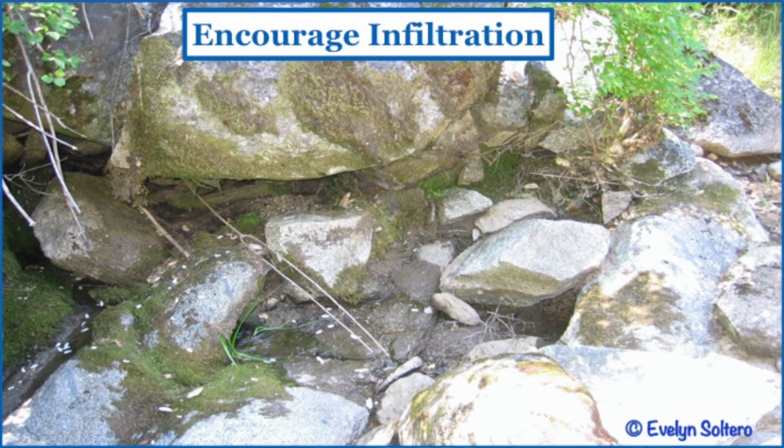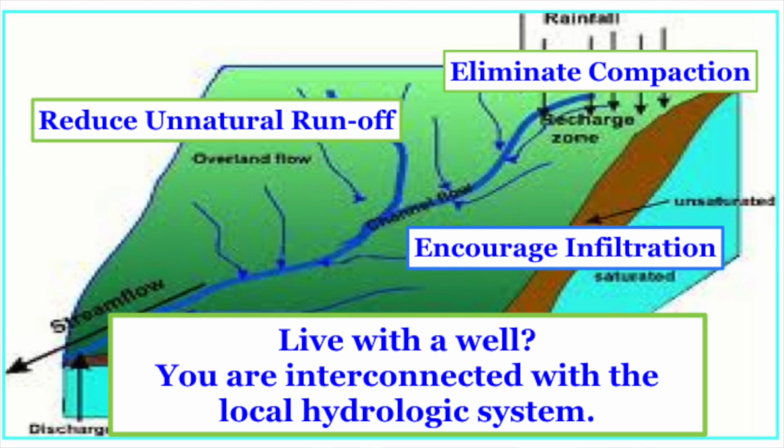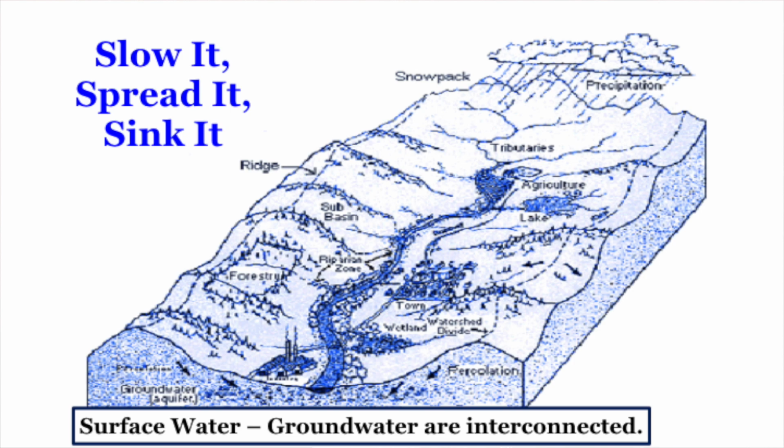If you're identifying these areas on your property, value them. You don't want to build a gazebo there. The kids' basketball court can go somewhere else, and your parking can be a little further away. Again, if you can, identify and reduce your unnatural runoff. Eliminate compaction, or at least reduce the areas around your land that are compacted, and encourage infiltration. Recognize that if you live with a well, you are interconnected with the local hydrologic system. Slow it, spread it, sink it. Surface water and groundwater are interconnected.